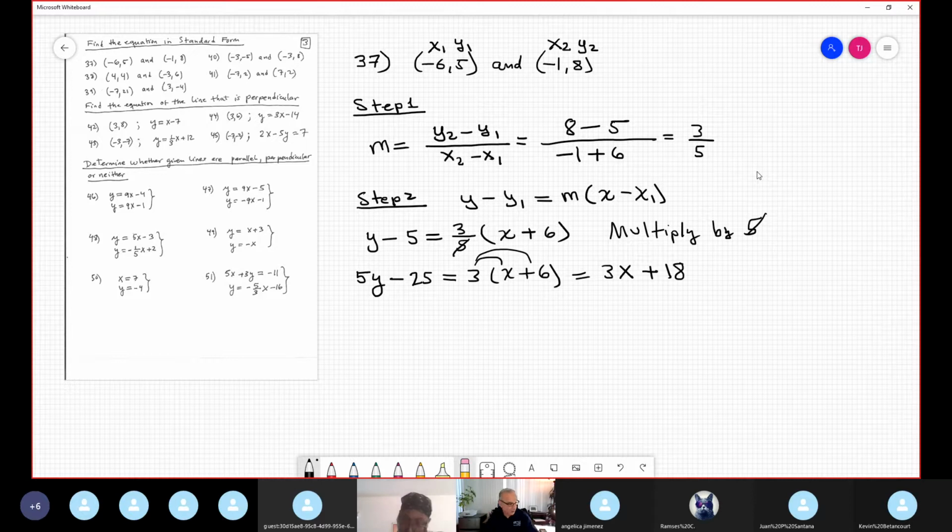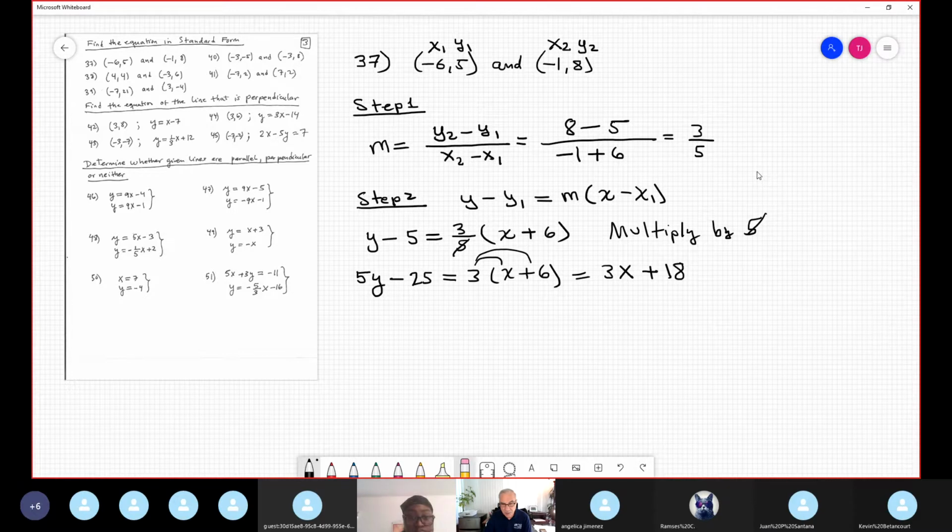Now finally I solve for y, for example. You want to express the answer in standard form. Okay, no, this is much better. Move the variable to the left.